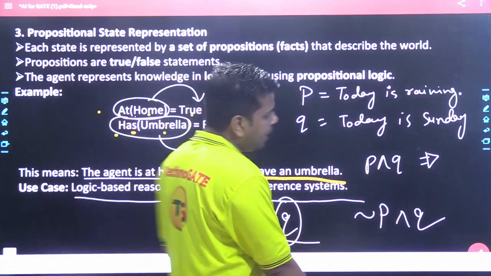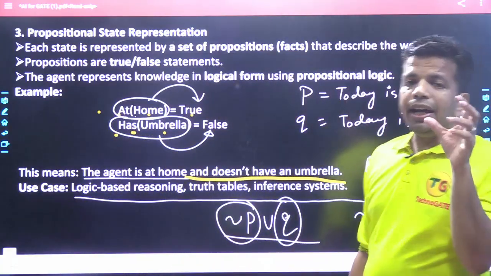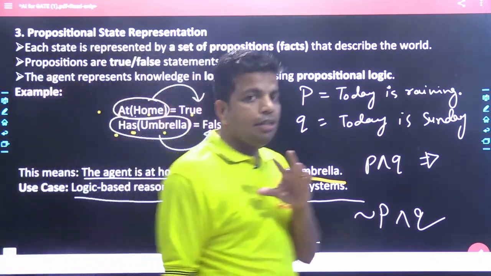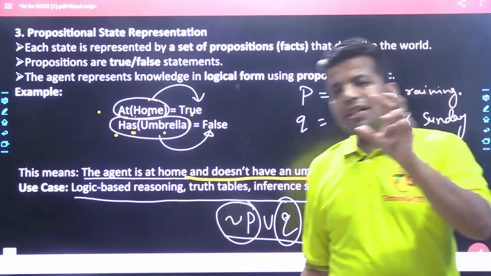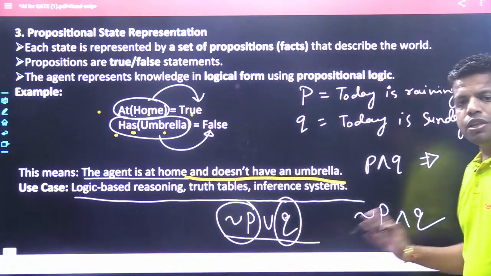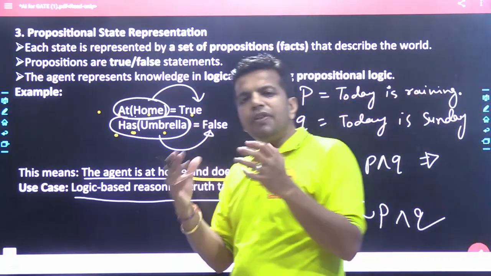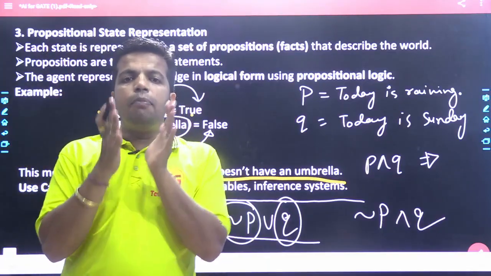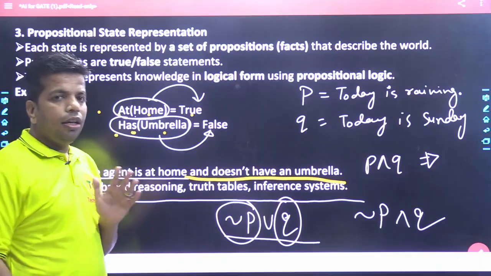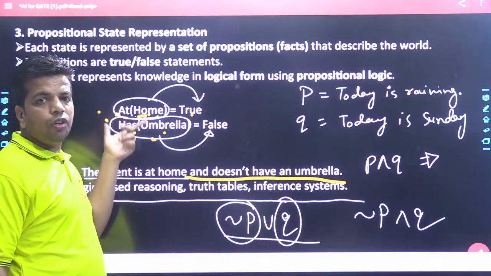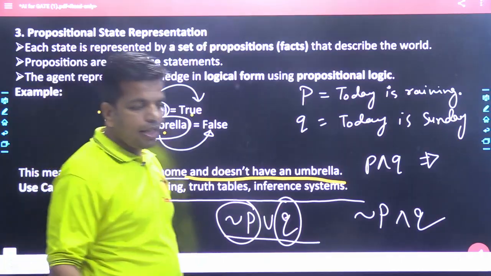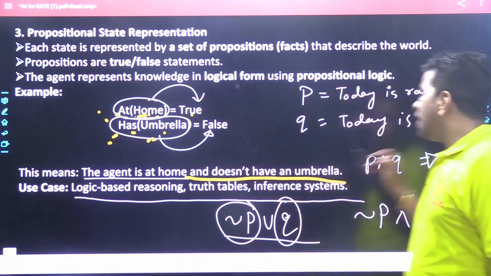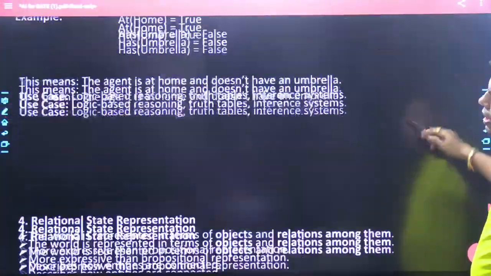So we can specify our knowledge in the form of logic, in the form of truth tables. Each and every statement is either true or false, and we can use different types of operations between them. So that is a representation of knowledge using propositional statements. This first statement represents AtHome is true, and the second represents HasUmbrella is false. Okay. Let's see the next one.